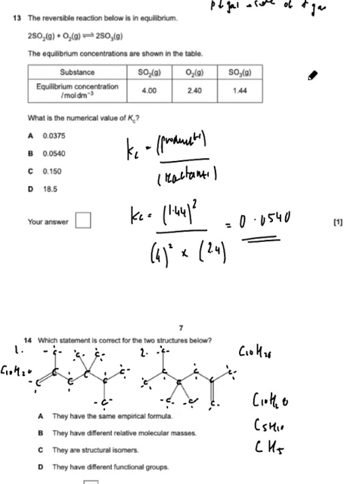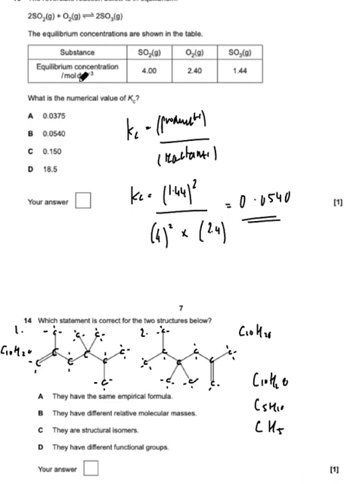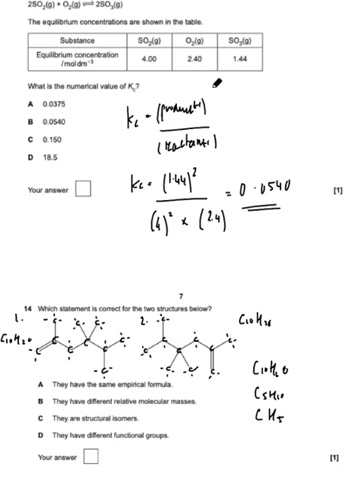The reversible reaction below is in equilibrium. So that's SO2 plus O2, you get SO3. The equilibrium concentrations are shown in the table, as shown here. What is the numerical value of Kc? Okay, so Kc is products over reactants, yeah?